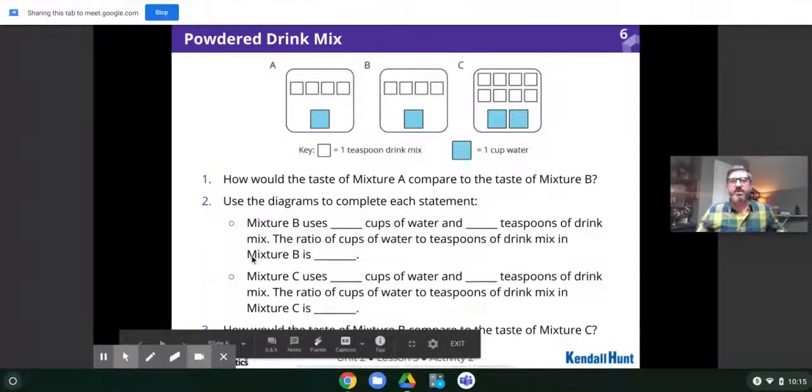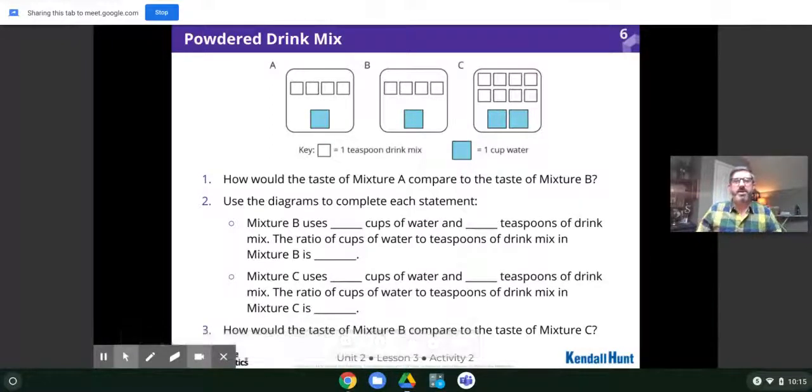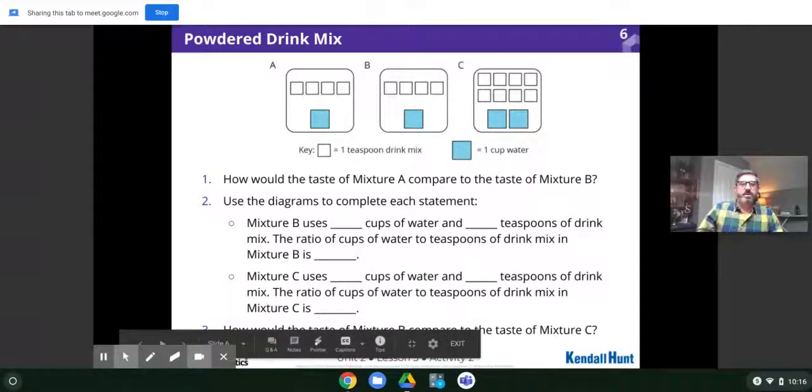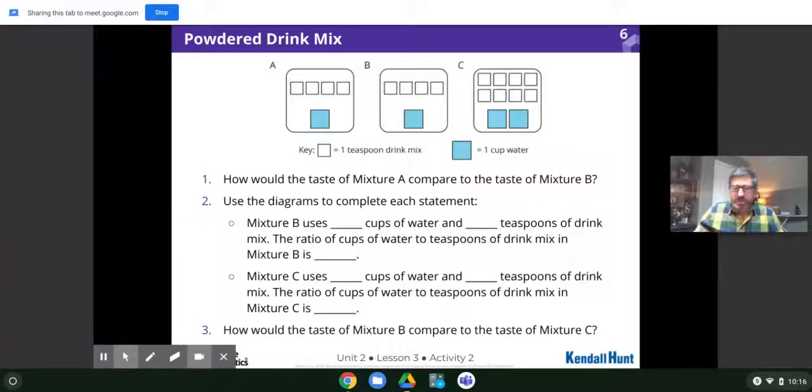All right, so mixture C, that's where we combined all of our ingredients from A and B, or we doubled the ingredients. It uses how many cups of water? 2. 2, that's right. How many teaspoons of drink mix? 8. 8. Awesome. So what would our ratio of water to drink mix be in our mixture C that we have there? 2 to 8. 2 to 8.